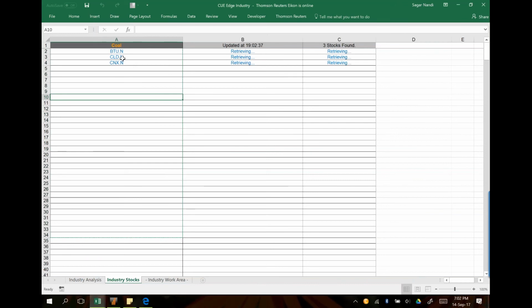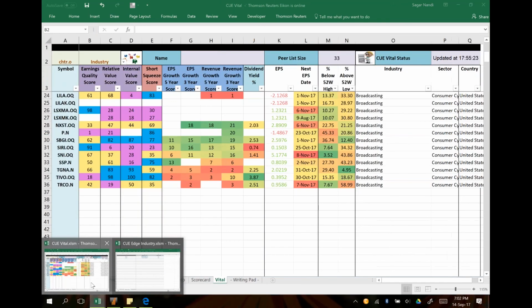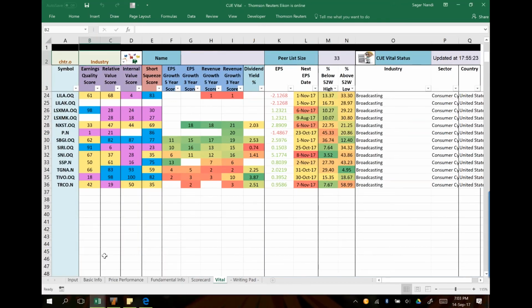And I can find BTU, CLD, CNX. My next job will be to look at their fundamentals. So let me pick BTU, go to fundamental analyst. There are multiple tabs, but I will not go through all of them.